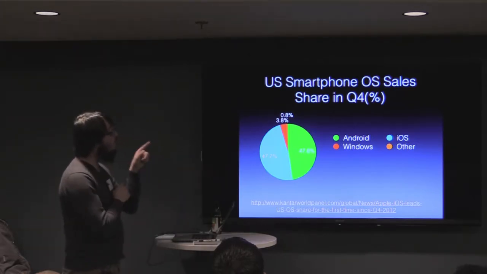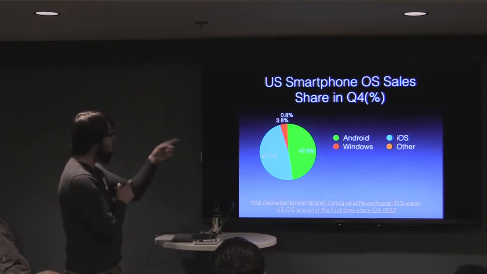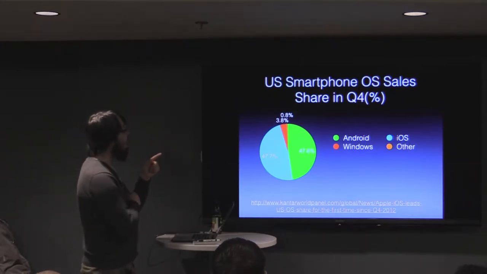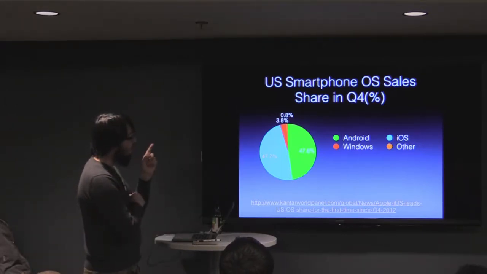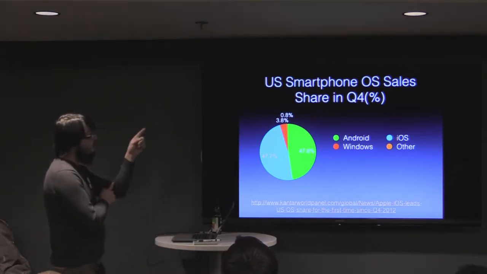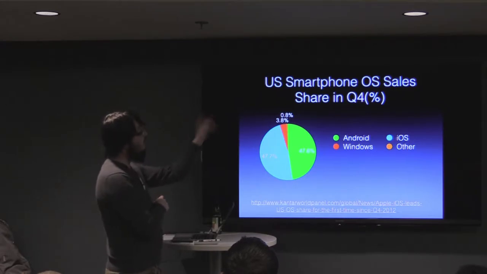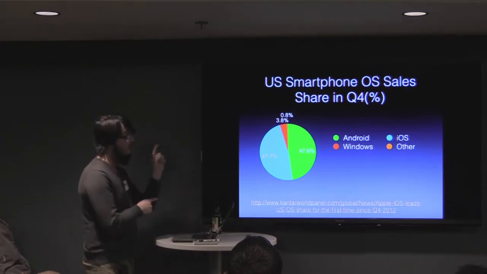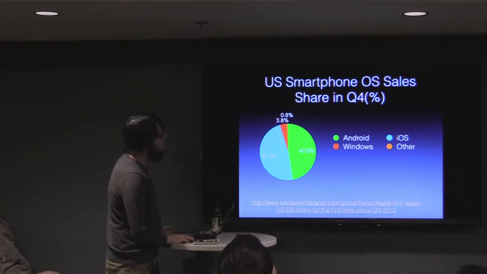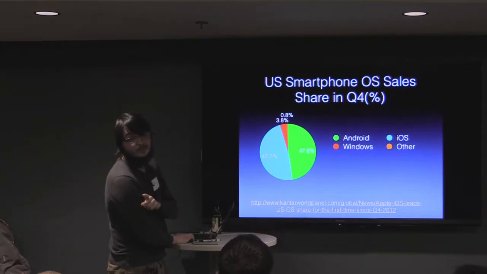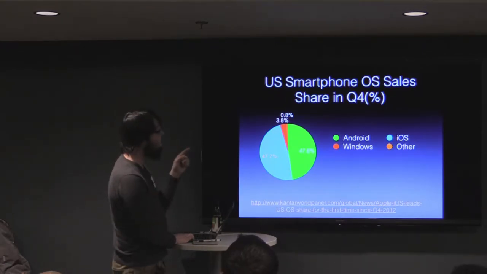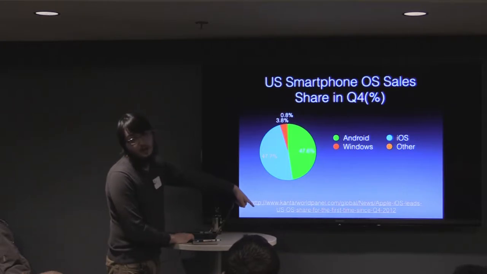Q4 of last year was the first time that iOS outsold Android since 2010, and they beat them out by 0.1%. And remember, we're talking about smartphone OS sales in the US, and in Q4, which is when iOS releases their devices. So that's very specific. I have a question on that. I thought that was Samsung. Nope. It's all of Android? All of Android. I'll put this out on our meetup so you can look at the link, but it's all there.